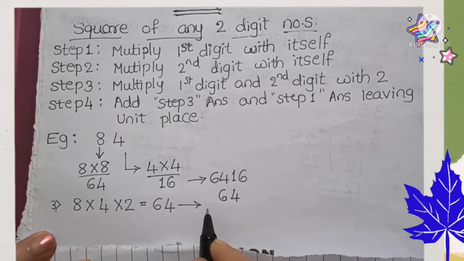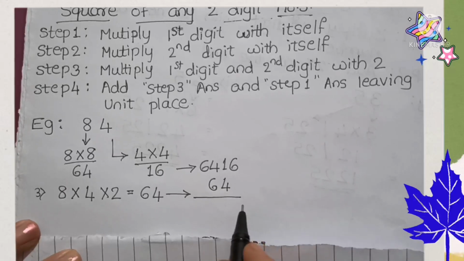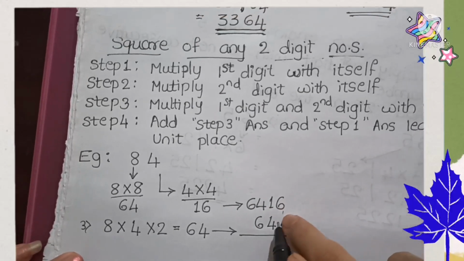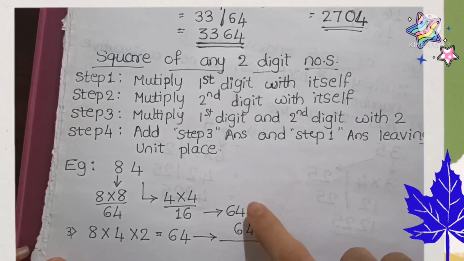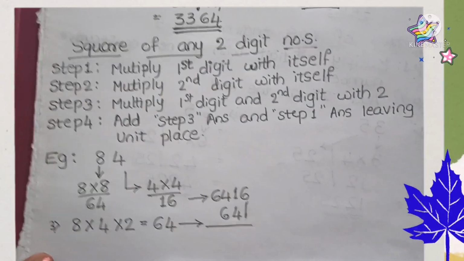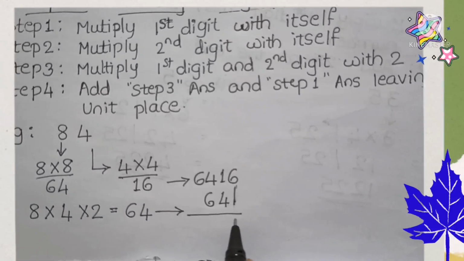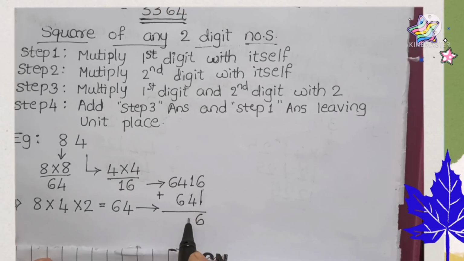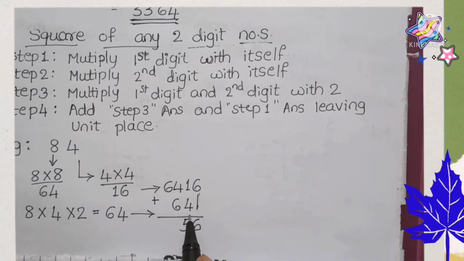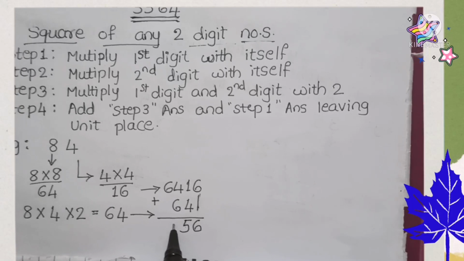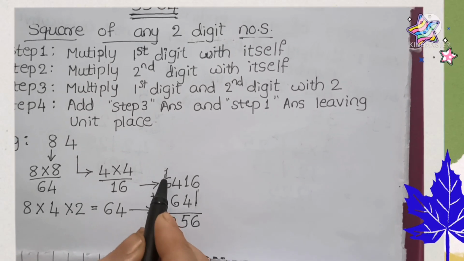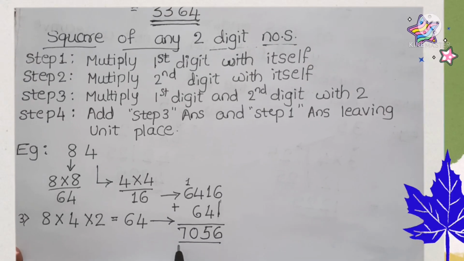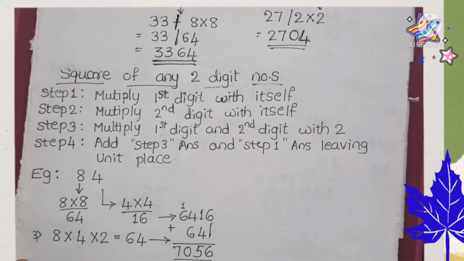So let's move on to our step 4. In step 4 we have to add the step 1 and 2 answer with the step 3 answer. But as we have seen, we have to add both the numbers leaving the units digit. We have to write the number from the tens digit. So let's see what is our answer. Our answer is 7056.